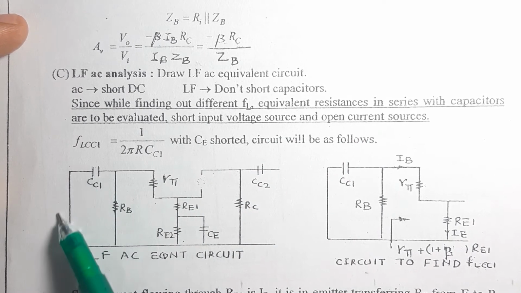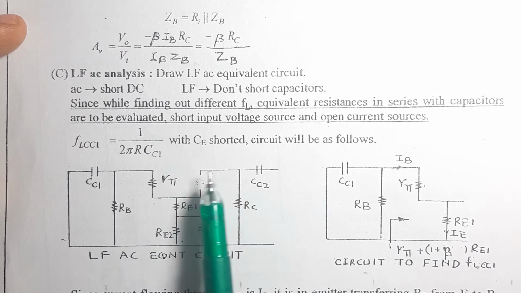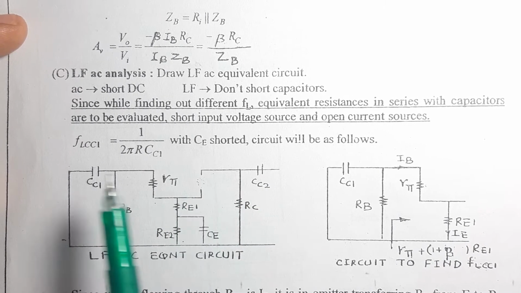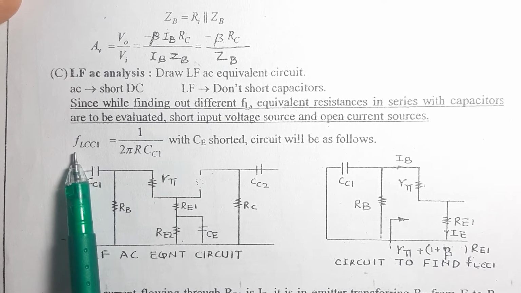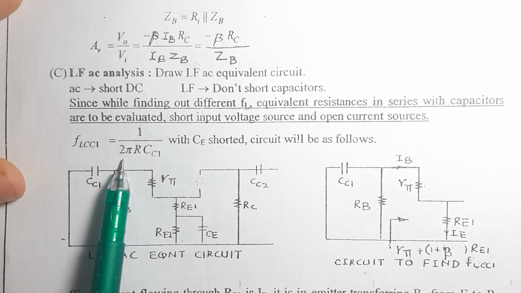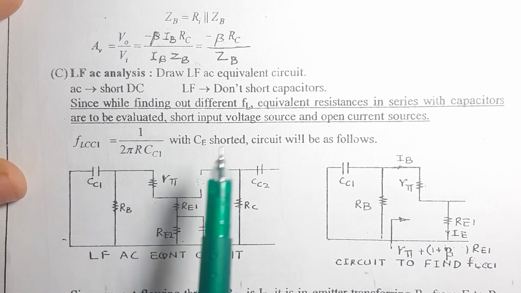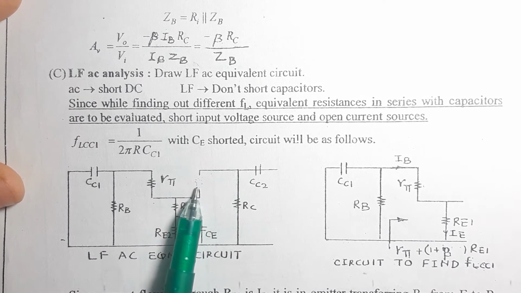That means the input will be shorted over here, and the current source that is present over here will be open. Now the first cutoff FL that we need to find out is due to CC1. It is given as 1 upon 2 pi into R into CC1, with your CE shorted. That means this is shorted, and this was already open.